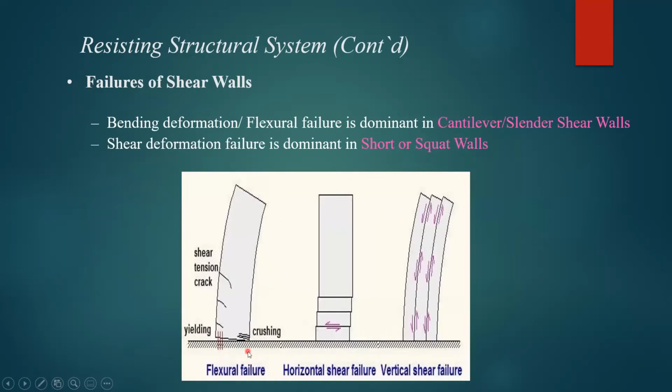Here we have flexural failure, horizontal shear failure, and vertical shear failure. Shear deformation failure is dominant in short and squat walls. Bending deformation, I can't follow this one, but mostly shear deformation failure is dominant in the short ones. I'm not sure about the squat ones, but mostly short.